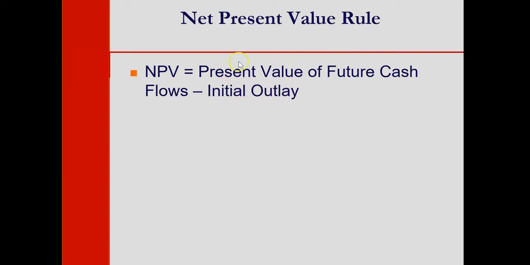So net present value rule, we will talk about this rule when we do those capital budgeting problems. So present value of future cash flows minus initial outlay. That's all for it, and please feel free to send me your questions if you have any. I would be happy to help you with that.